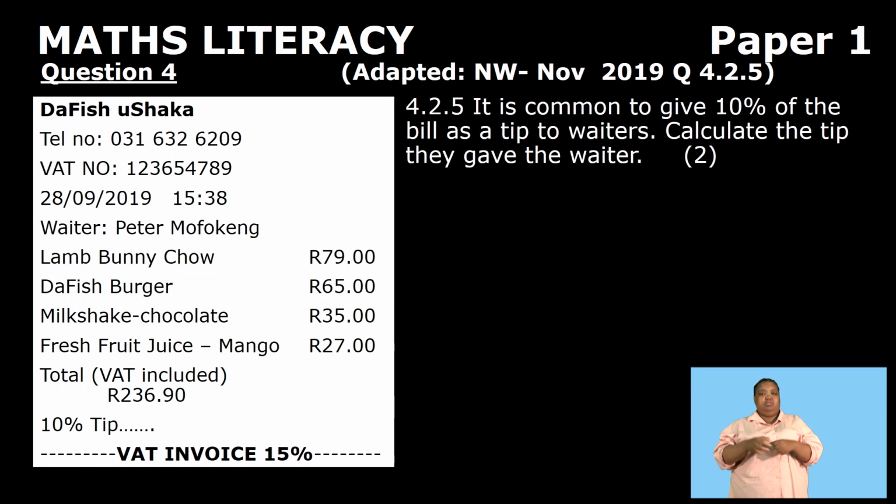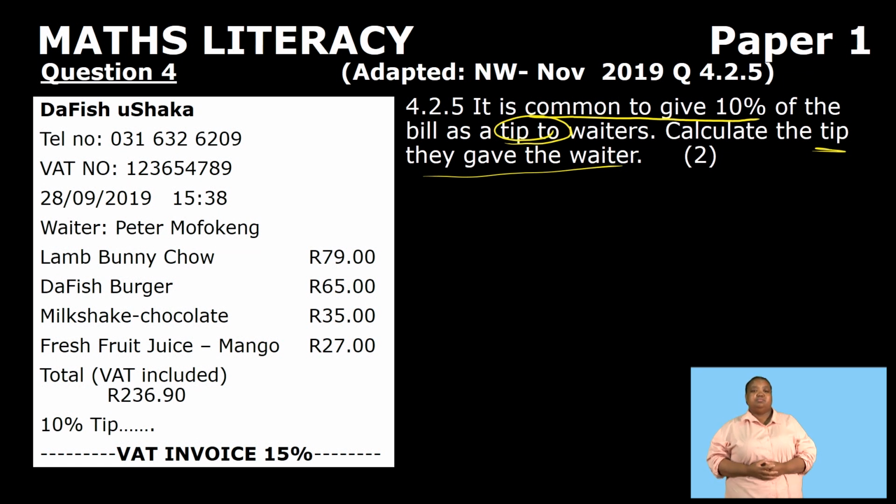4.2.5. It is common to give 10% of the bill as a tip to waiters. Calculate the tip they gave the waiter. So now let us go to our financial document, or the bill. So now the total VAT included, they give us the total amount which includes VAT.